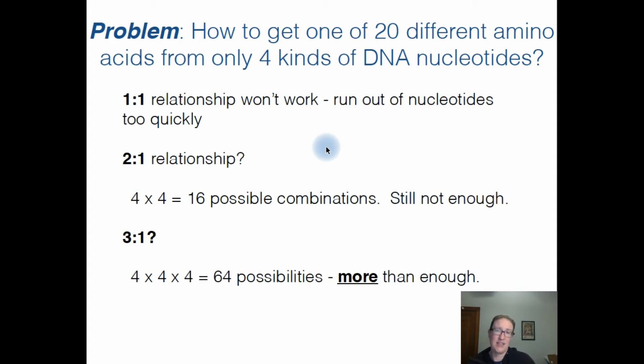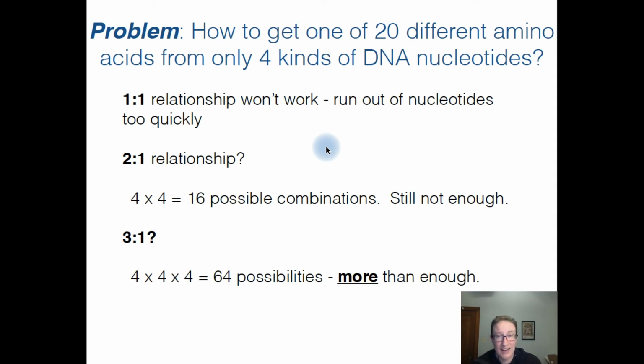I hope you can see that clearly a one-to-one relationship won't work. We're going to run out of nucleotides after we've specified 4 amino acids. We still have 16 more to go. So what about a 2-to-1 relationship? Then there's 4 possibilities in the first position, and 4 possibilities in the second position. So we wind up with 4 times 4 possibilities, which means 16 possible combinations. But that's still not quite enough to get up to 20 amino acids.